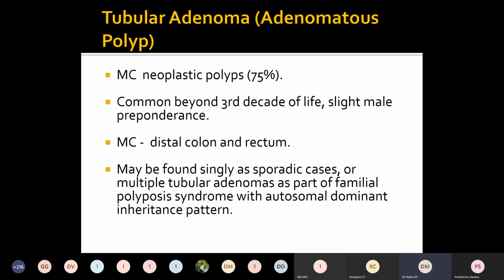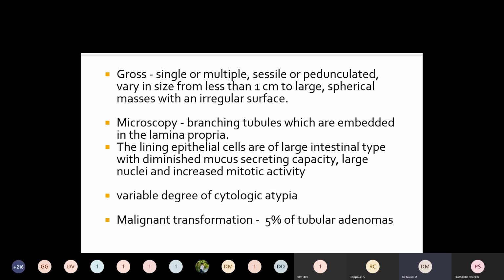The rectum and the rectosigmoid again is the most common area here. And these can be found singly as sporadic cases, or there can be multiple adenomas as a part of familial polyposis syndrome. And when we see that, that has an autosomal dominant type of inheritance. They could be single or multiple, sessile or pedunculated. So they could be any size and shape. And spherical masses, they have a very irregular surface.